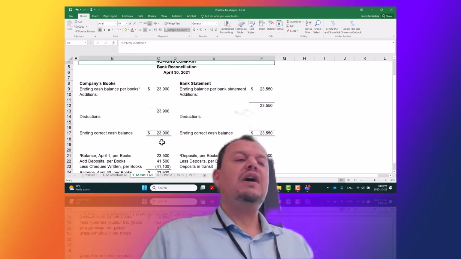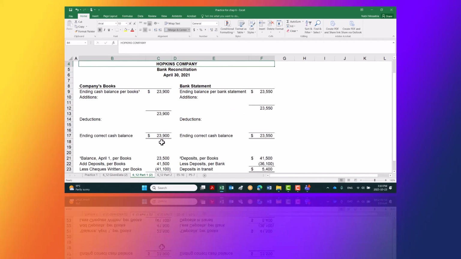Now the goal of the bank reconciliation: these two balances are about the same account. Theoretically, they should not be different, but they are different. According to our books, on April 30, we have 23,900. But according to the bank, we have 23,550. The bank reconciliation is going to justify that difference, and when we finish the bank reconciliation, we should end with the correct balances that are similar.